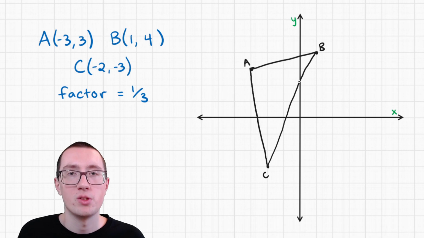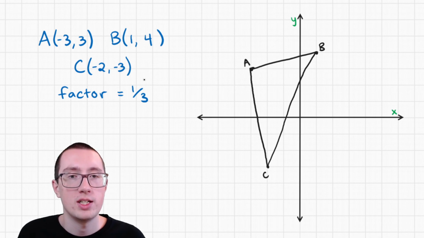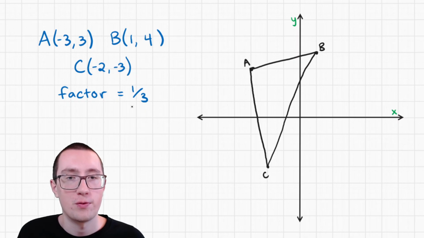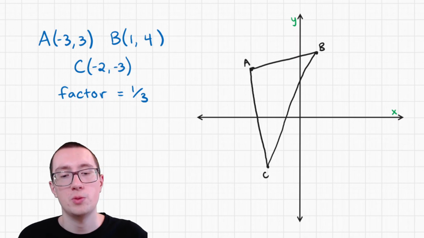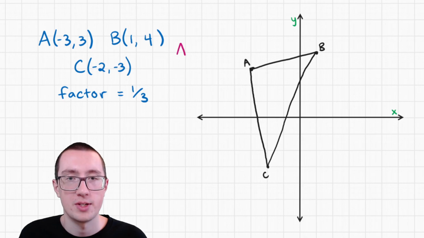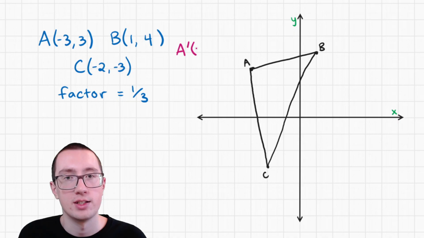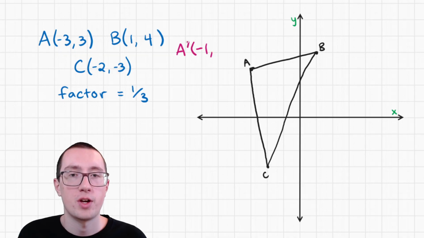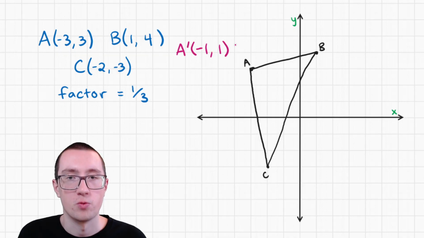So I've connected these up with the line, and as you can see, this triangle is pretty big. But we need to shrink this triangle now by a factor of 1/3. So remember that multiplying by 1/3 is basically the same as dividing by 3. So let's go ahead and do point A first. Remember that it's now going to be A prime. And -3 divided by 3 is -1. 3 divided by 3 is 1, and the negative sign stays. And then 3 divided by 3 is 1, positive 1.